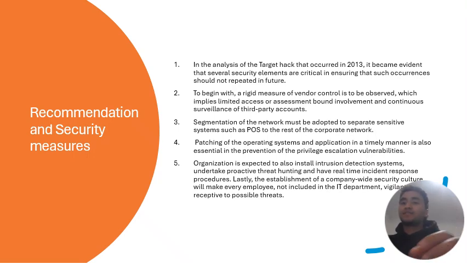To begin with, rigid vendor control measures are to be observed, which implies limited access or assessment boundaries. Segmentation of the network should be adopted. Patching of the operating systems and applications in a timely manner is also essential. Organizations are expected to install intrusion detection systems, undertake proactive threat hunting, and have real-time incident response procedures. Lastly, the establishment of a company-wide security culture will make all employees, not just the IT department, responsive to possible threats. So these are my recommendations for this case study.